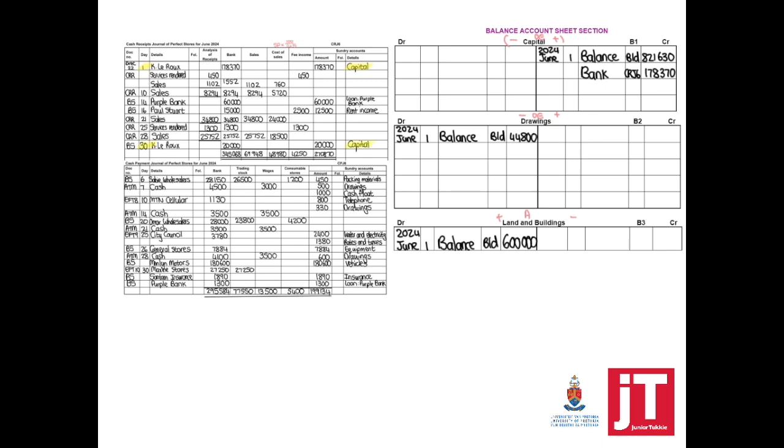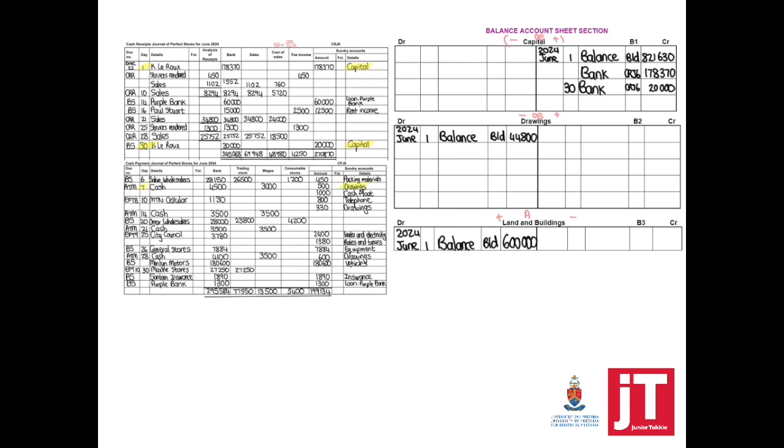Then also on the 30th, the owner decided to increase his capital. Take note, this must be in date order. So you cannot have the 30th and then day 1. This must be in date order.